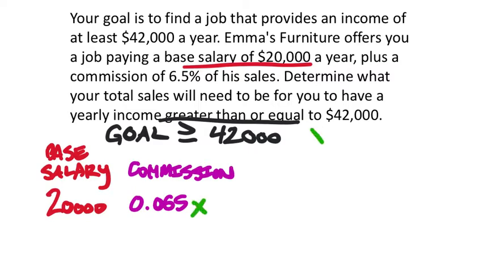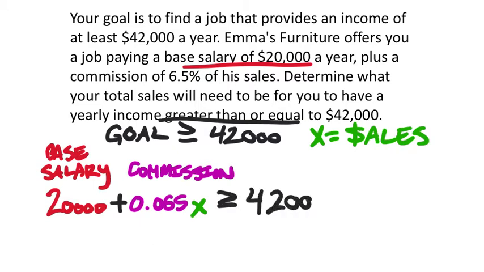Okay, so I'm going to define X here. X is the amount of sales. I'll take a little bit of a shortcut here, and there's our sales. Now, if you add those two together, that would essentially be how you're going to obtain this goal, which should be greater than or equal to $42,000.